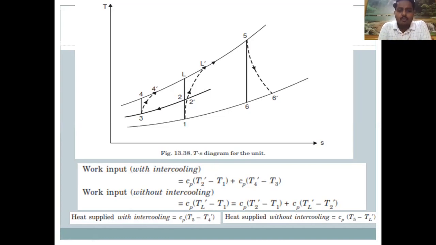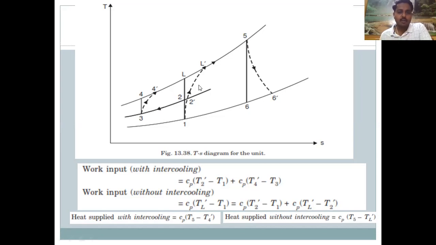Now we're moving to heat supply. There is also a change in the heat supply with intercooling. When we have an intercooler, our combustion process starts from 4 dash and completes at 5. At that time we have Cp (T5 minus T4 dash).